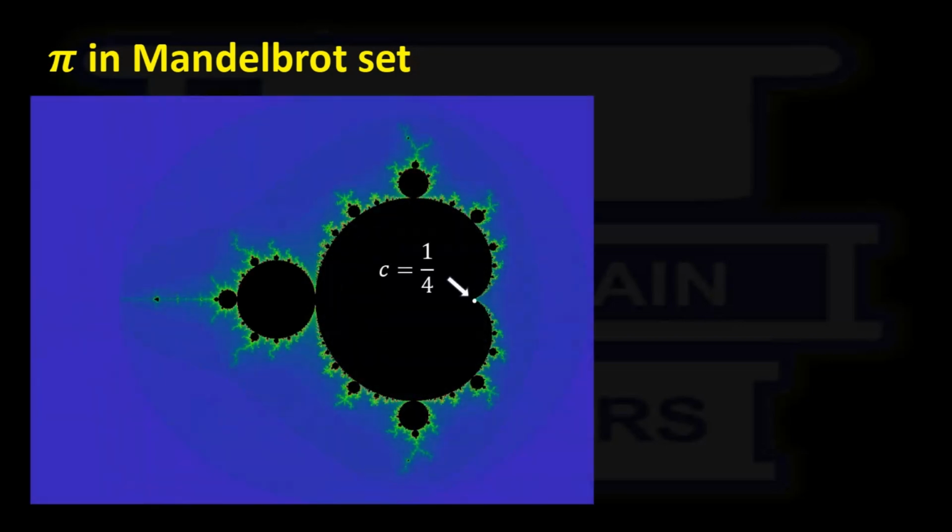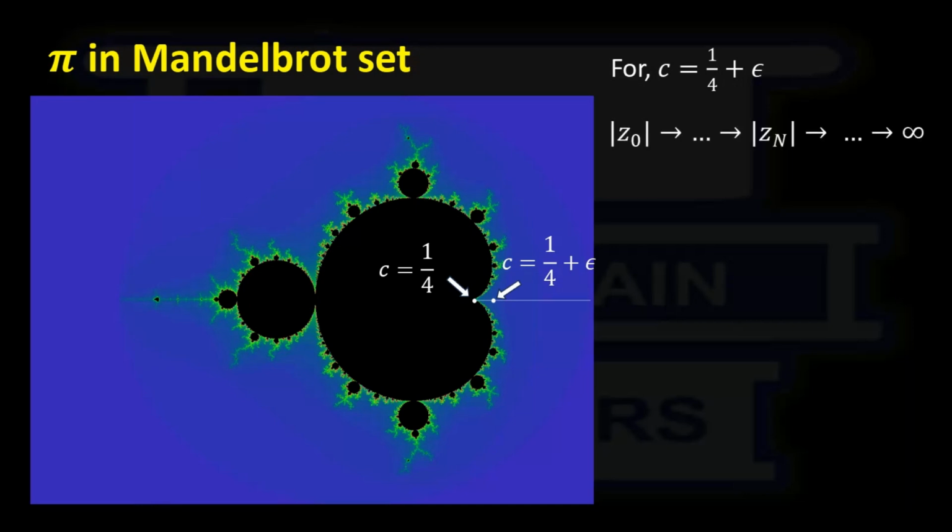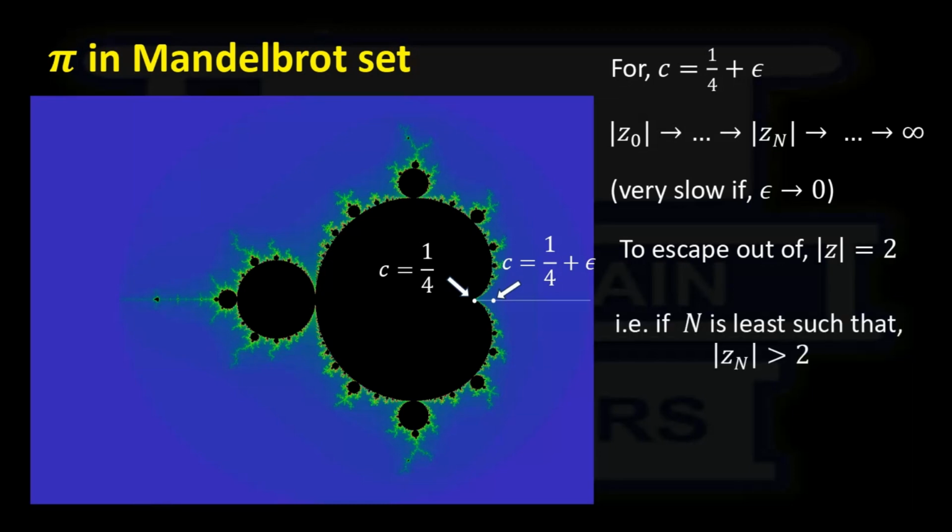Now we are going to see pi hidden in the Mandelbrot set. In this set, at c equals 1/4, there is a cusp. Take a point on the real axis outside the set which is very close to 1/4. Let the point be 1/4 plus epsilon. Since this point is outside the Mandelbrot set, the generated sequence diverges for sure. But the closer the point is to 1/4, the more iterations it takes to cross the value 2. If the number of iterations to cross 2 is n, then n times square root of epsilon tends to pi as epsilon tends to 0.